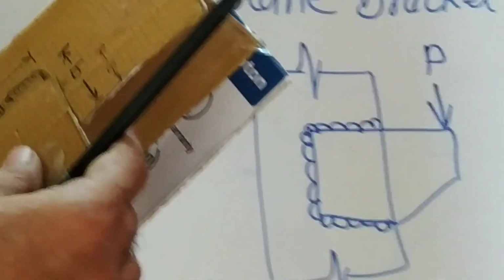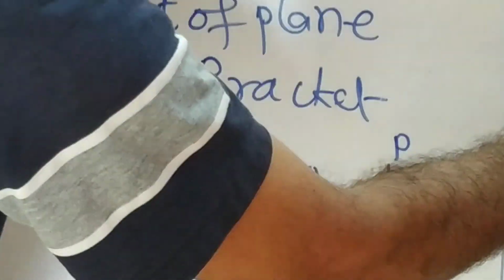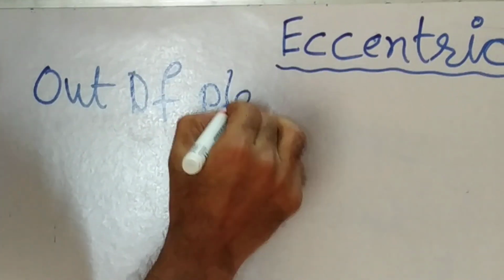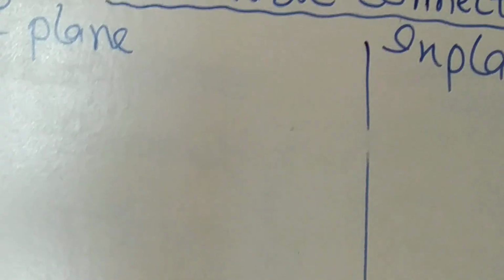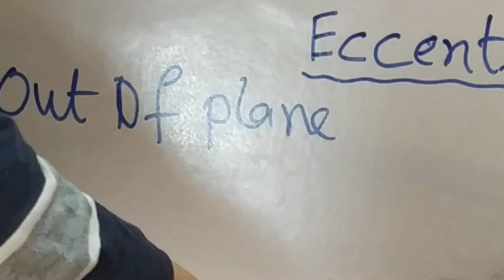So let us explain this. How do you solve the problem of design of this out of plane bracket and design of in plane bracket? I quickly want to explain the design procedure of the out of plane bracket and in plane bracket.